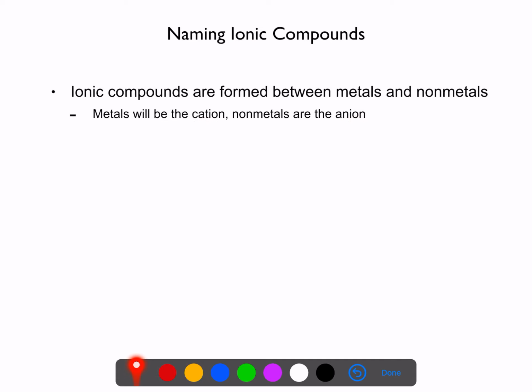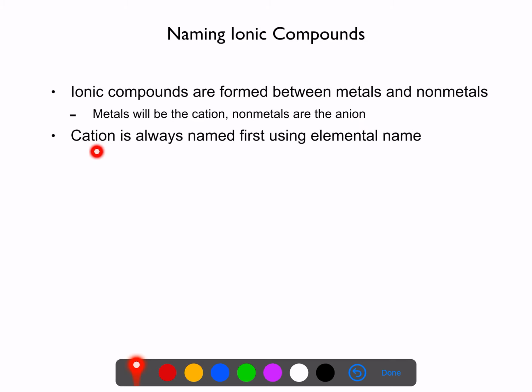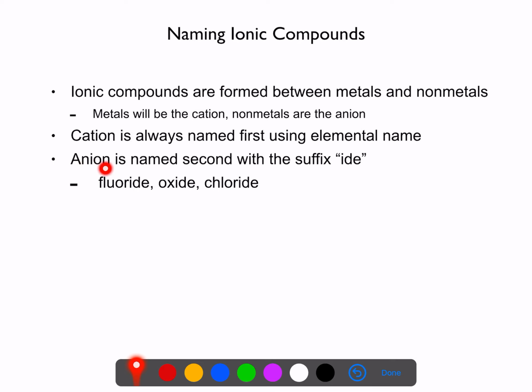When we name it, the cation, the positively charged species, is always named first using the elemental name, and then the anion is always second, but we're going to change the ending of the anion to add "ide" on the end. So we would write something like fluoride, right? The elemental name is fluorine, but if it's an anion, we'll call it fluoride or oxide or chloride. So we're going to end these in ide.